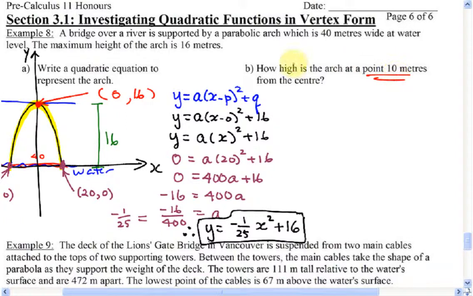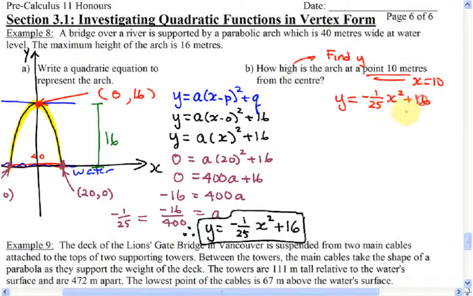So in this case, when I say how high, I'm trying to find the y value. And when I say at a point 10 meters away, that means x equals 10. So go ahead now and do this, please. Part B says find the height when x equals 10. So please use our new equation that you just created, negative 1 over 25 x squared plus 16.